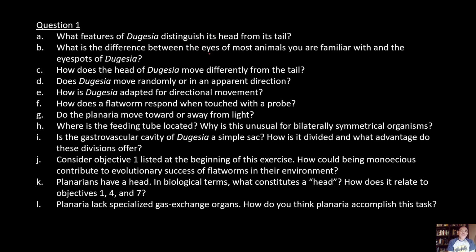What are the differences between the simple eyes, or ocelli they call them? Ocellus is a simple eye-like structure, ocelli plural. How's that different from animals that have more complex eyes? How does the head move differently from the tail? So we would go back, watch that video, and just give a basic description. Now, did it look like the planaria was moving randomly or in a specific direction?